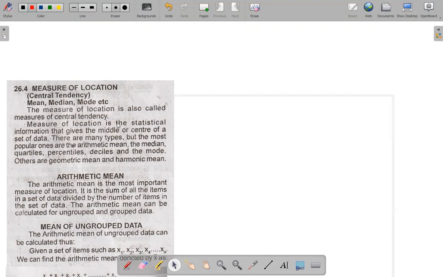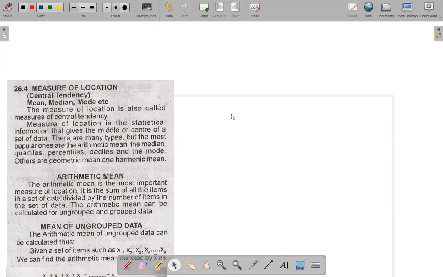The measure of location is also called measure of central tendency. Measure of location is statistical information that gives the middle or center of a set of data. So in this case, we are concerned about the center of a set of data. There are many types of such measures, but the most popular ones are the arithmetic mean, the median, the quartiles, the percentiles, the deciles, and the mode.